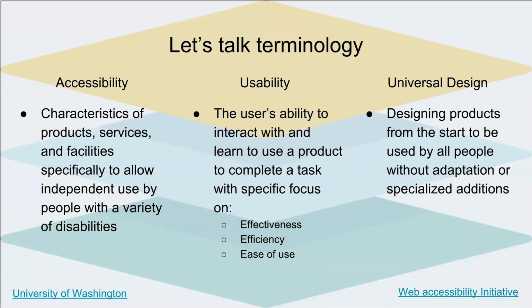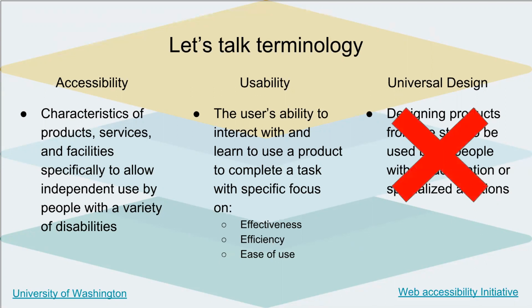In this module, we are going to look at the concepts of accessibility and usability. These two ideas are closely related to universal design, but since that was the focus of a module in Tier 1, we are not going to spend much time discussing that in this module. For our purposes, we're going to define accessibility as characteristics of products, services, and facilities, specifically to allow independent use by people with a variety of disabilities. Usability, on the other hand, is the user's ability to interact with and learn to use a product to complete a task with specific focus on effectiveness, efficiency, and ease of use.